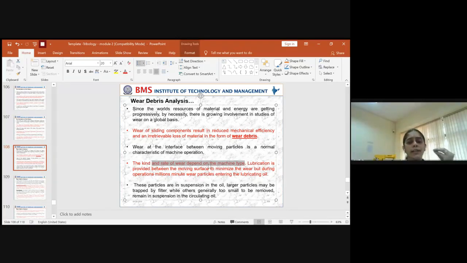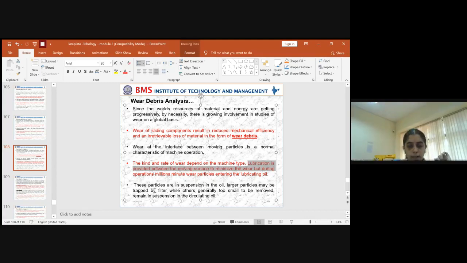We also know that to reduce the wear, we usually use lubricant. Lubricant is usually provided between the moving surfaces. Why? To minimize the wear during operations. This helps reduce the amount of asperities disturbing across the contact surface, so lubricant plays a vital role. Even though you have a proper lubricant, wear still comes in, as we have studied, and hence the debris analysis is very much essential.